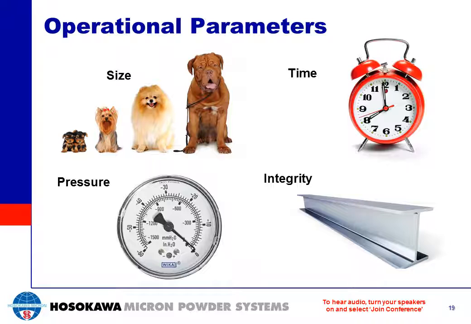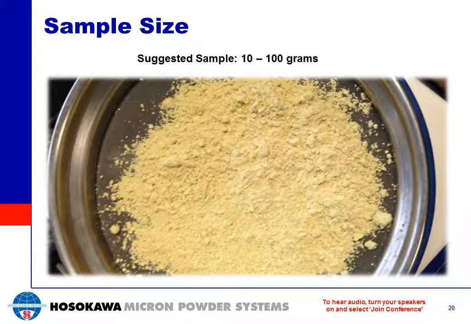Before we begin the sieving process, we want to take a look at the 4 operational parameters that you should use as your basic guideline to produce these accurate, repeatable results. Sample size. When trying to produce repeatable results, you want to make sure you use the same sample size for each analysis. When performing the analysis on the Hosokawa Mikro Airjet Sieve, we suggest using sample sizes anywhere from 10 to 100 grams per cycle.